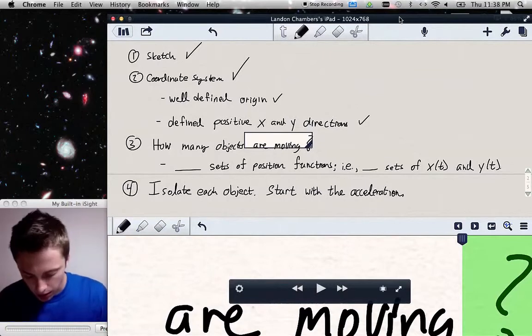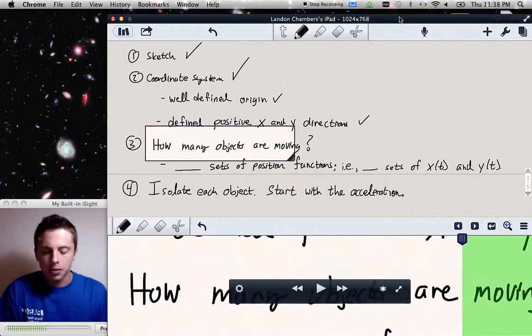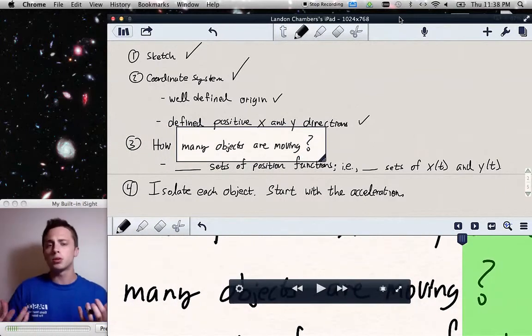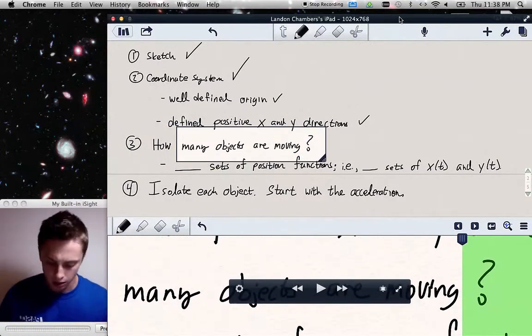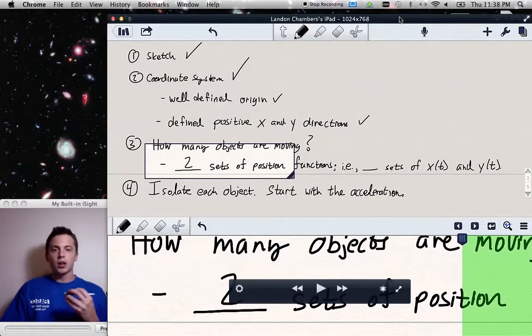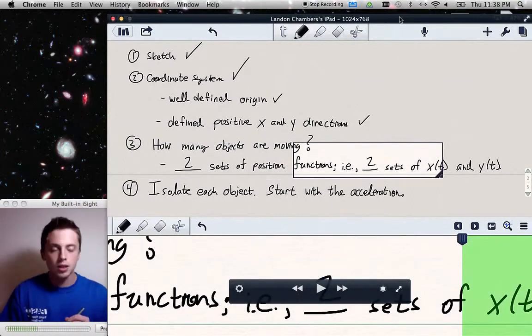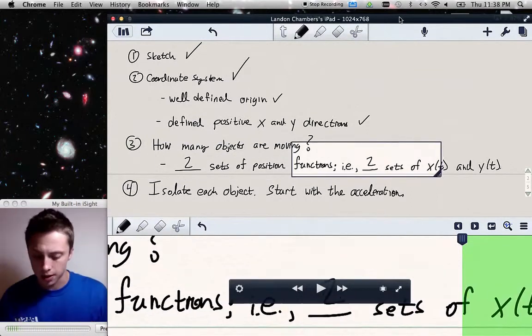Okay. So some more things to consider are how many objects are moving, and hopefully you address that before you make your sketch. If there are two objects moving, then we need two sets of position functions. In other words, two sets of x of t and y of t. Why is that?